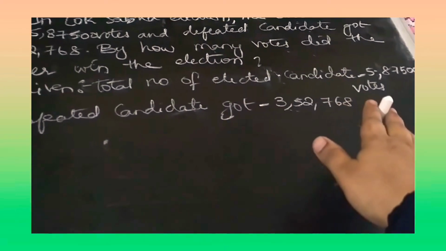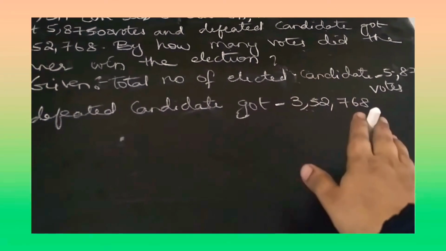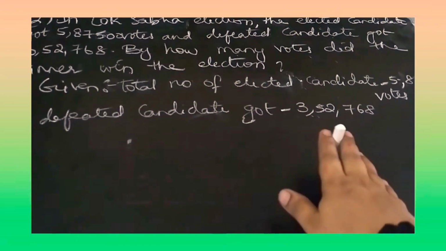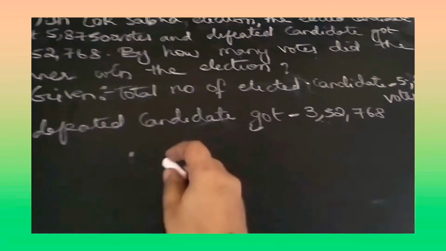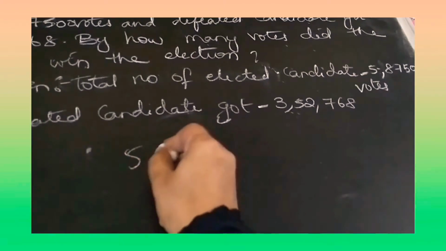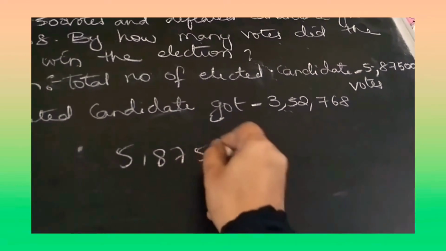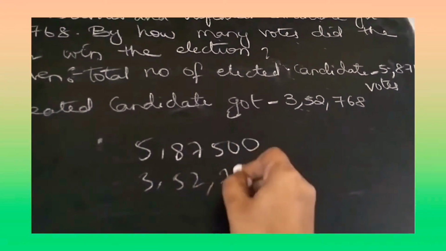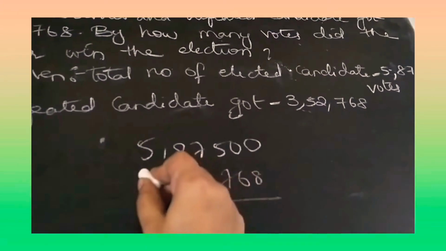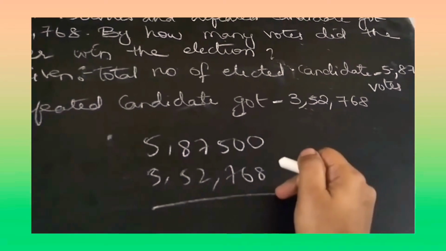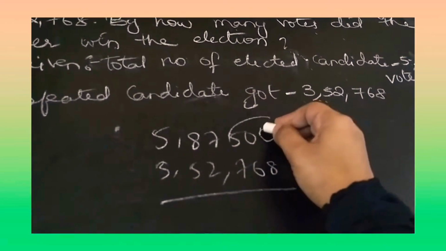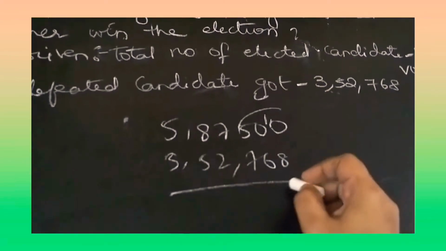It is 5,87,500 votes. Then the defeated candidate got 3,52,768 votes. So now we have to do subtraction. 5,87,500, then 3,52,768. Here we can't do 0 minus 8. So what will we do here? We'll take one borrow here. It will become 10. 10 minus 8 is 2.